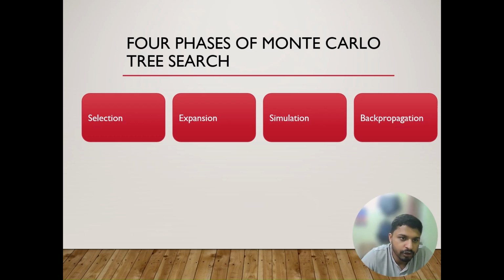Based on this UCT value, upper confidence bound value, we explore and exploit our moves in the game tree. The more simulations we perform, the more accurate our UCT values will be. We will explore the less promising moves, and we will exploit the more promising moves again and again during the process. In this way, this algorithm works. More will be explained by my teammates.